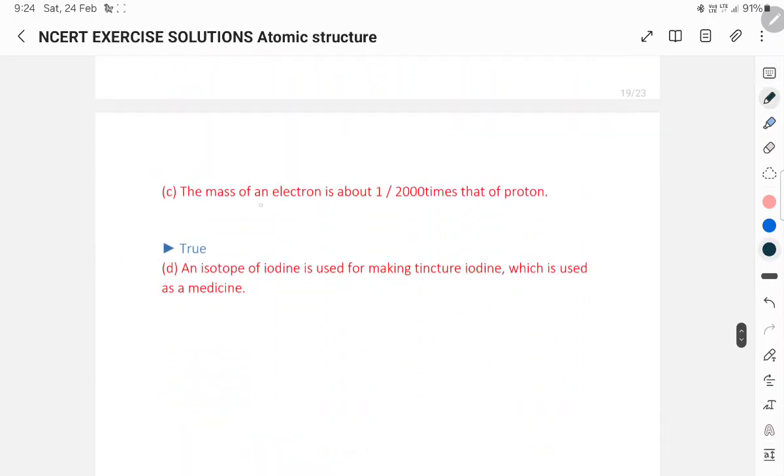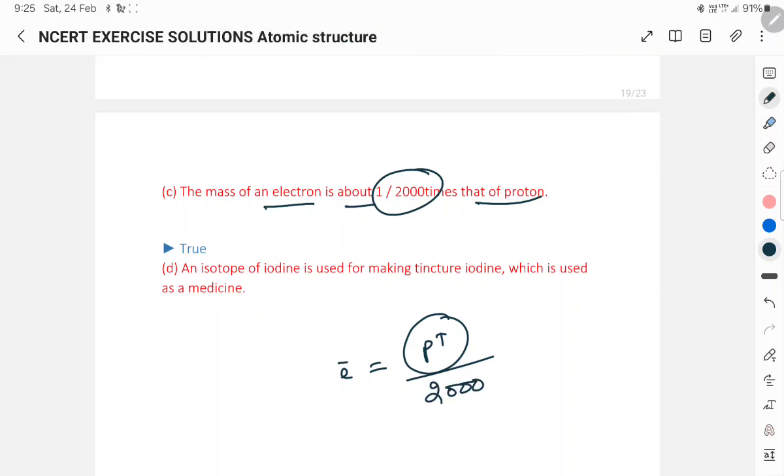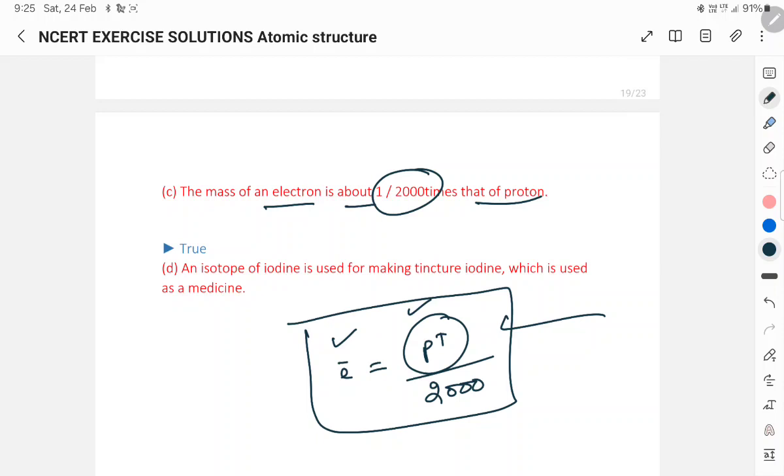Mass of an electron is about 1/2000 times that of proton. So this is electron and this is proton. It is 2000 times large, so we have to divide this by 2000, then the mass of electron and proton will become equal, right? So it is said that mass of electron is about 1/2000 times that of proton. So this statement is correct, right, as per the equation.